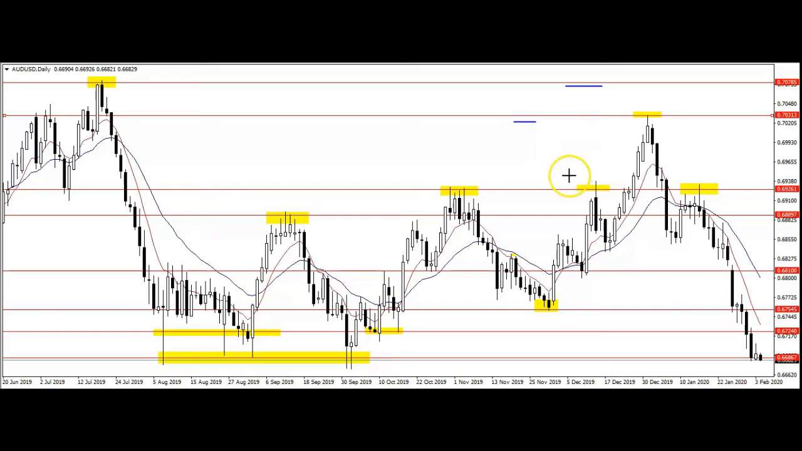So we'll start down here with the recent support, which of course is being tested as I'm talking to you now. Here we have recent support of around the 66860 area or thereabouts. We then have support here at 67240. We had further support here at 67545, and we also had support around this 68100 area here. This is where I took a take profit.